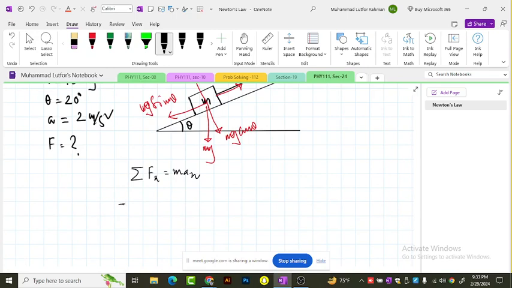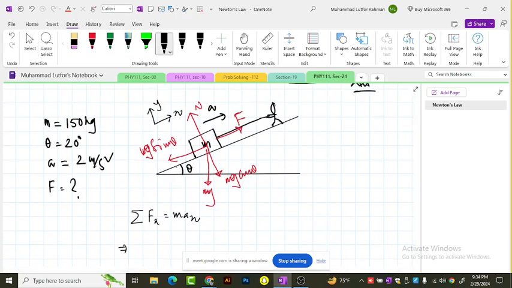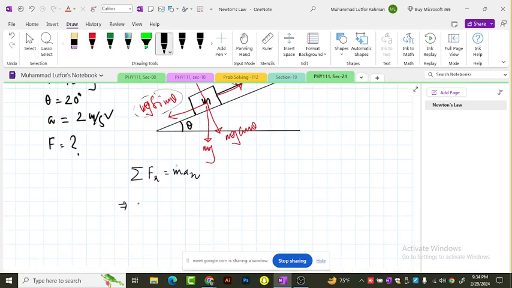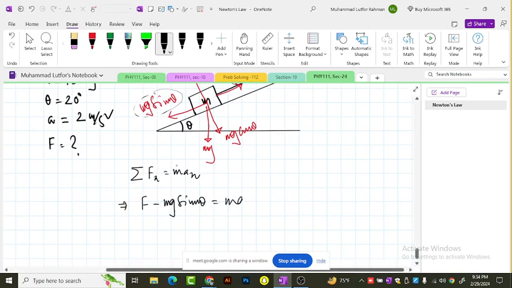How many forces along the x direction? Right now I have two forces. One is F, which is towards the positive x direction, and another is mg sin theta, which is towards the negative x direction. Then I'm supposed to write F minus mg sin theta equals ma. I'm going to find that F from there, it should be simply ma plus mg sin theta.